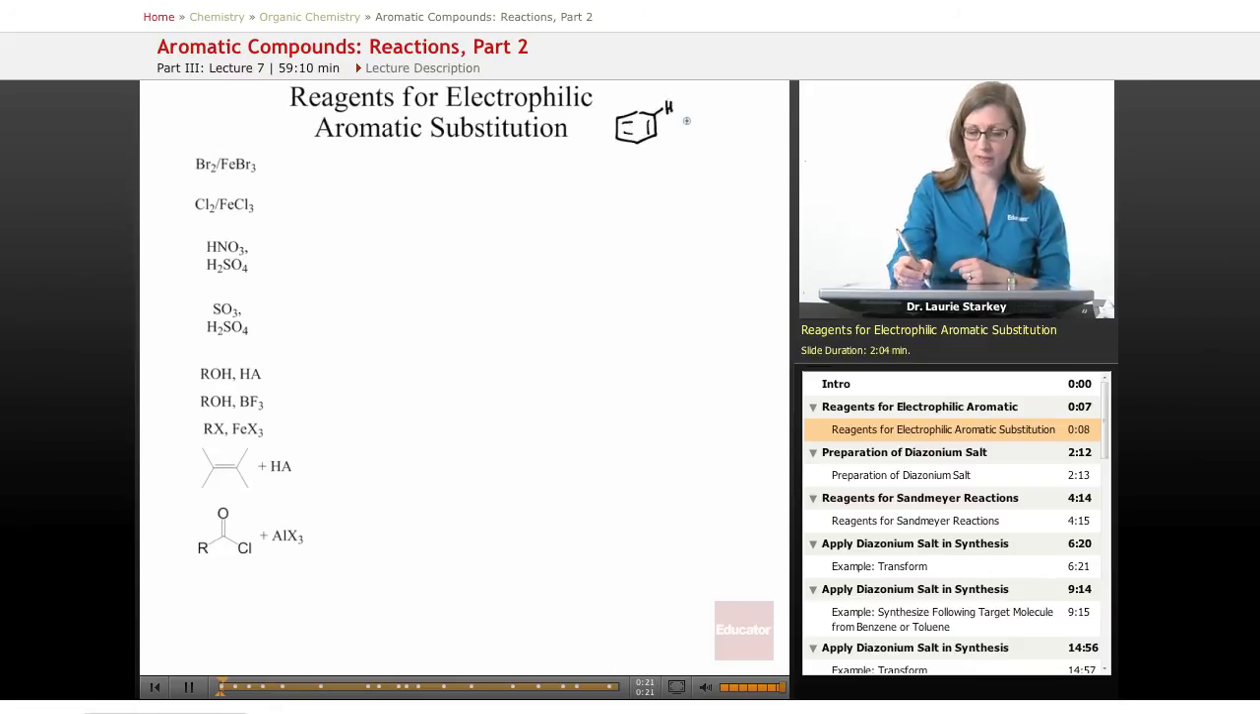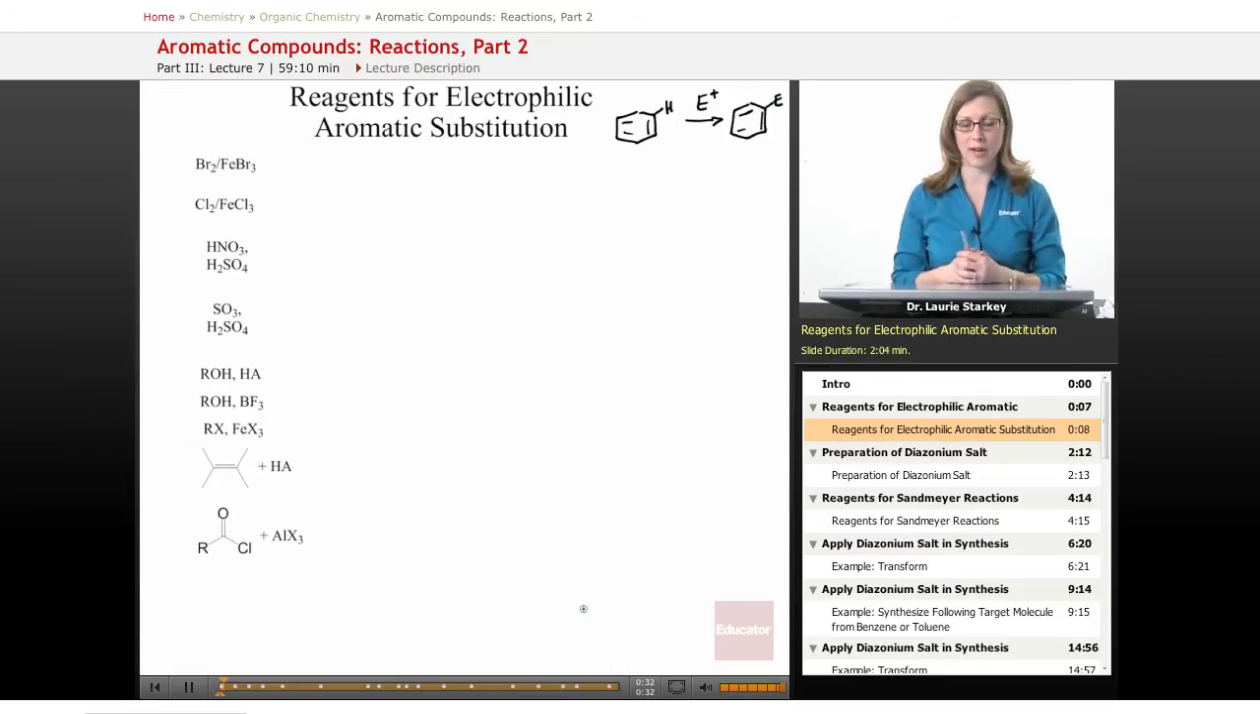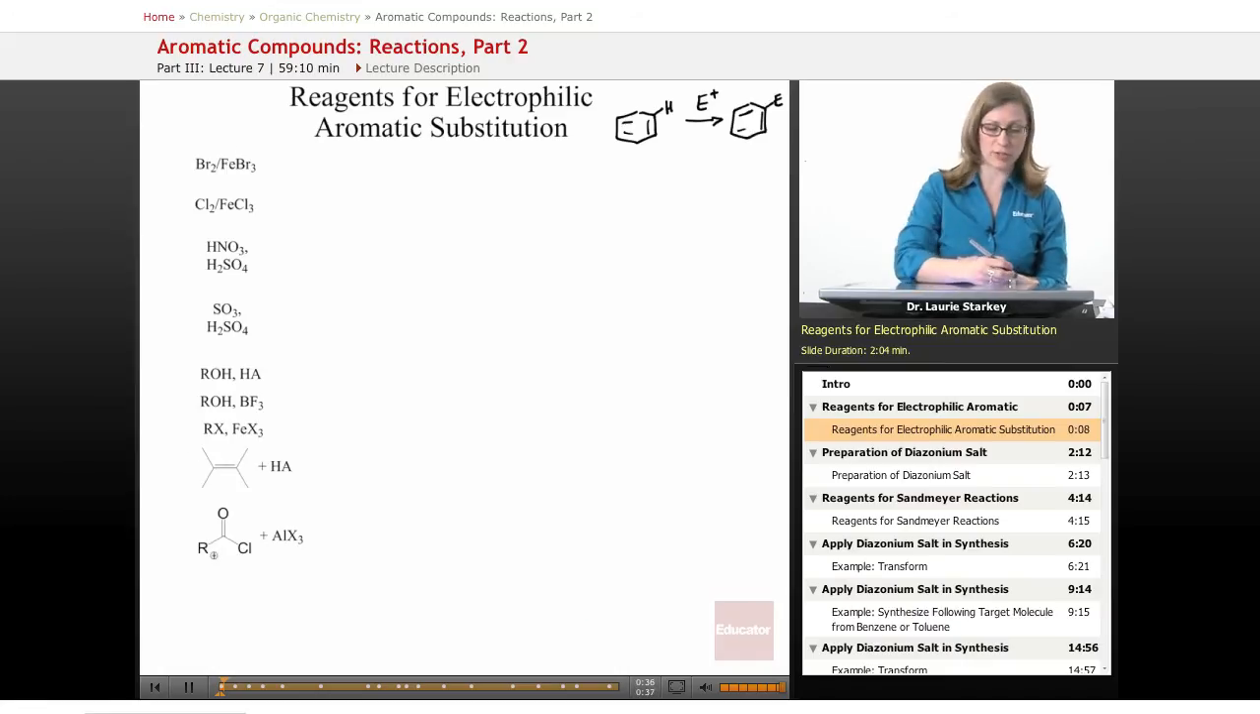One of the hydrogens on that ring ends up getting replaced by an electrophile, and we end up attaching an electrophile onto the aromatic ring. We call that electrophilic aromatic substitution. And we've seen a wide variety of electrophiles that can be introduced to an aromatic system this way.